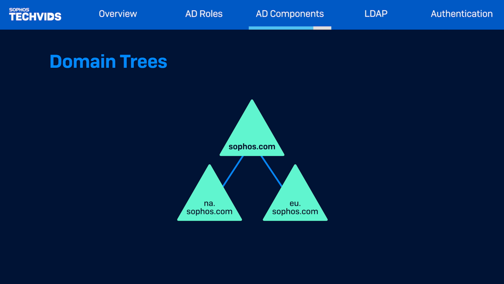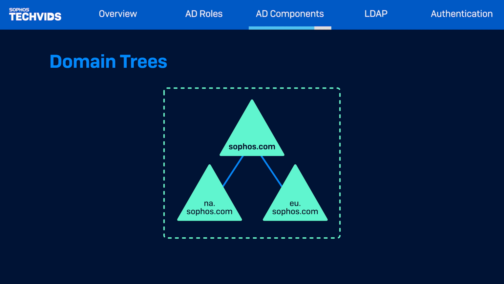Expanding out from an OU and domain are domain trees. The hierarchy shown here is known as a domain tree. All domains within a tree share a contiguous namespace. In our case, it's sophos.com.